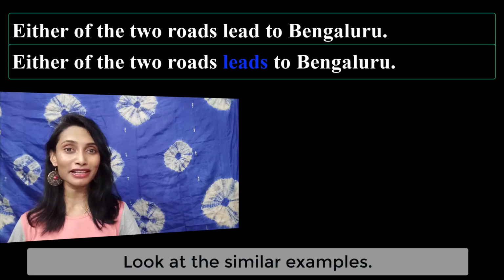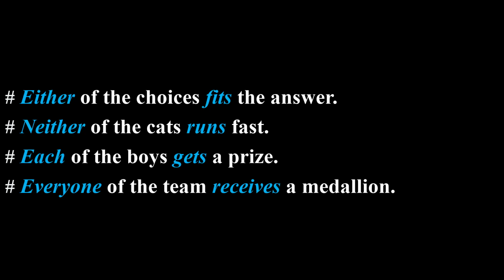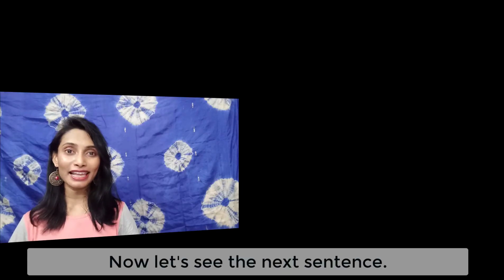Now look at similar examples. Either of the choices fits the answer. Neither of the cats runs fast. Each of the boys gets a prize. Every one of the team receives a medallion. Now look at the next sentence.